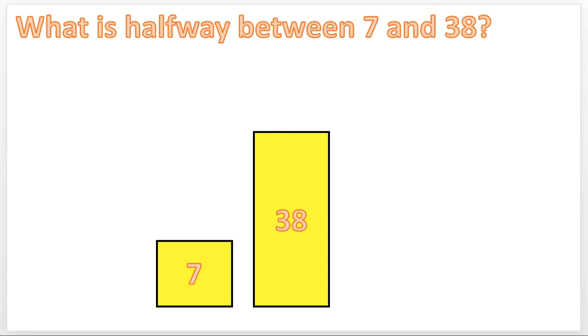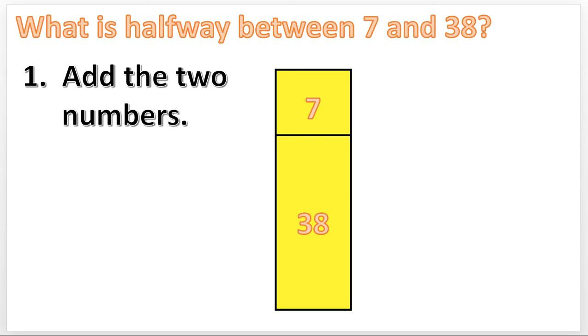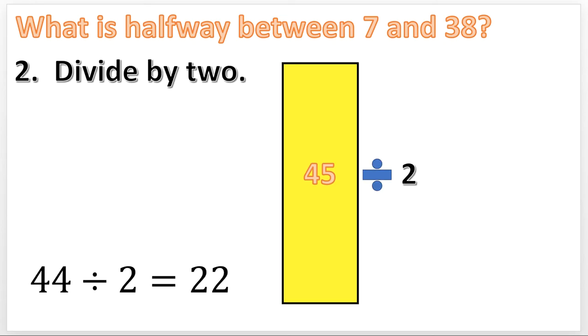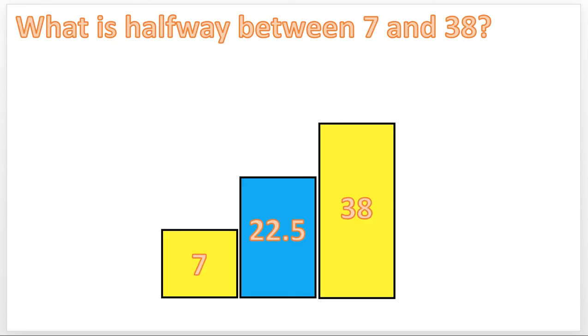So one tried and true way to find what's halfway between numbers is to add the two numbers. 7 plus 38 is 45. And then split that in half. 45 divided by 2. Well, it's not going to be a whole number because 45 is odd. So let's go down one. 44 divided by 2 is 22. Then we have that one extra that we have to split in half to get 0.5. So 45 divided by 2 is going to be 22.5. And that's the answer. That is the number halfway between 7 and 38.